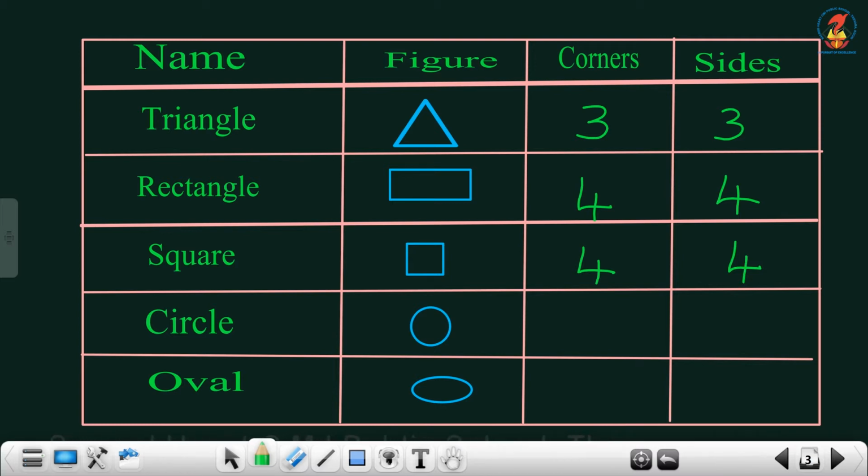Next is C-I-R-C-L-E. What is it? Circle. This is the figure of the circle. Is there any corners for circle? No. So, 0 corners. And what about sides? 0 sides. Now, oval. O-V-A-L. Oval. This is a figure of oval. How many corners? 0 corners and 0 sides. So, did you all understand?